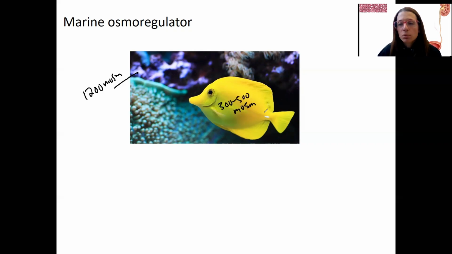They maintain a low blood osmolarity by drinking water and pumping out electrolytes. Does that make sense? That's what they need to do. Take in water, pump out extra electrolytes so that they don't have high osmolarity inside their cells. This requires energy. So they're going to excrete a concentrated urine. This is similar to what we do as terrestrial osmoregulators.